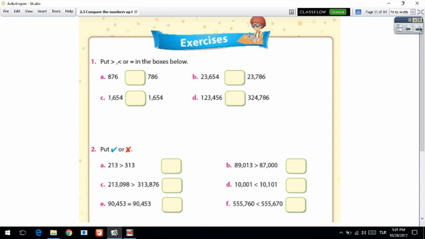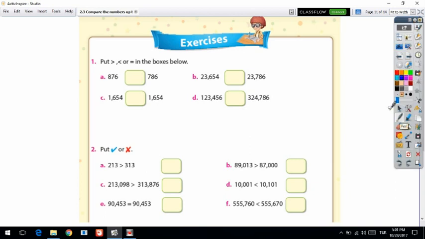Okay, now let's look at the next page. Now it's time to practice comparing numbers. First of all, we are going to start from the first question. Put bigger than, smaller than, or equal to signs in the boxes below. First, 876 or 786. I will start to compare from the biggest place. 7 and 8. Which one is the bigger? 8. So the crocodile opens its mouth to the big number. Next one, 1,654 and 1,654, they are the same. So what should I do? I need to put an equal sign here.